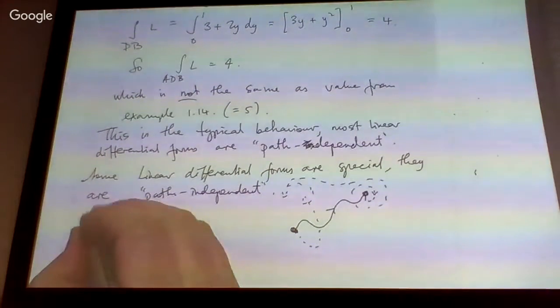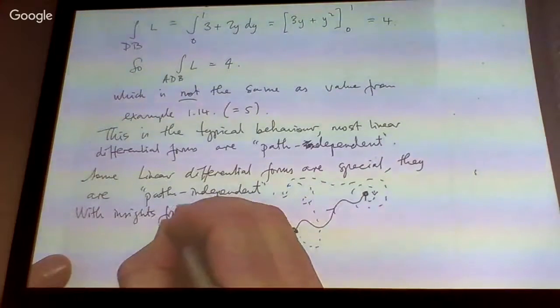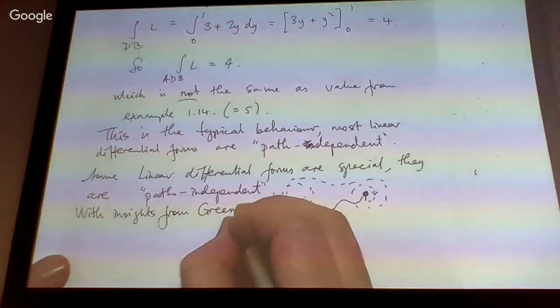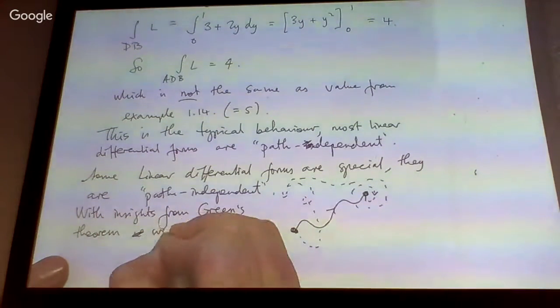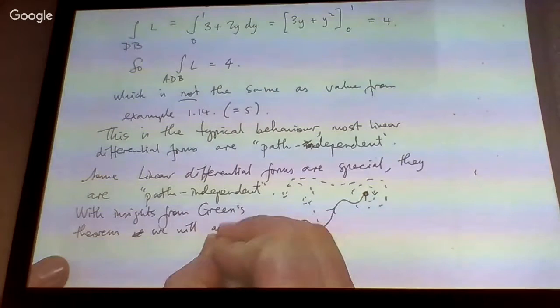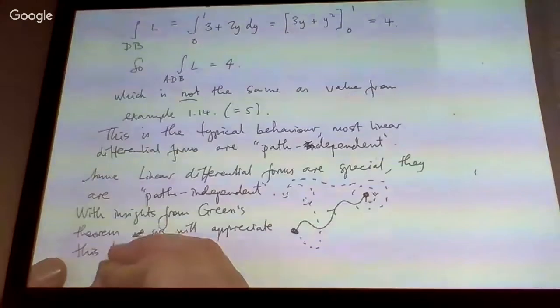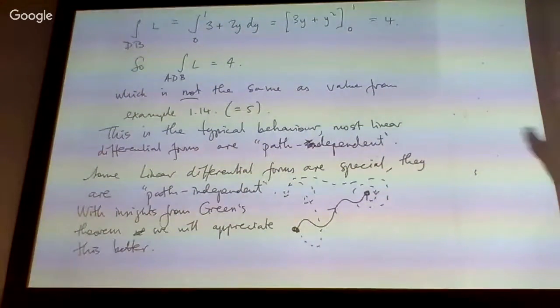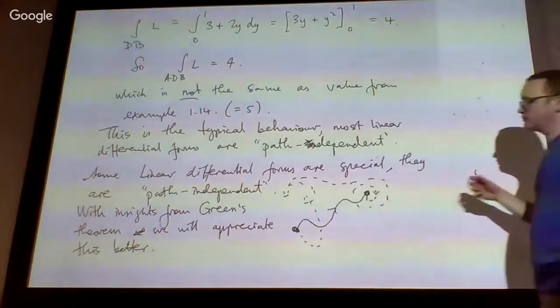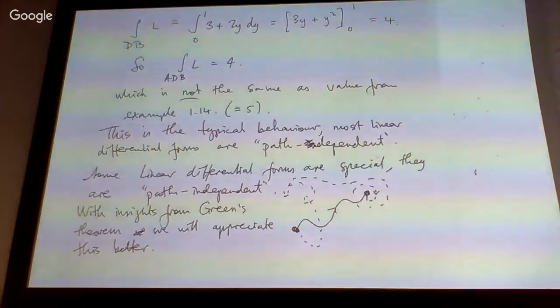But later, with insights from Green's theorem, which is coming at the end, we will appreciate this. At the moment it's just a suggestion that somewhere out there are linear differential forms of a particular type, but they don't care what path you choose. They're quite special.